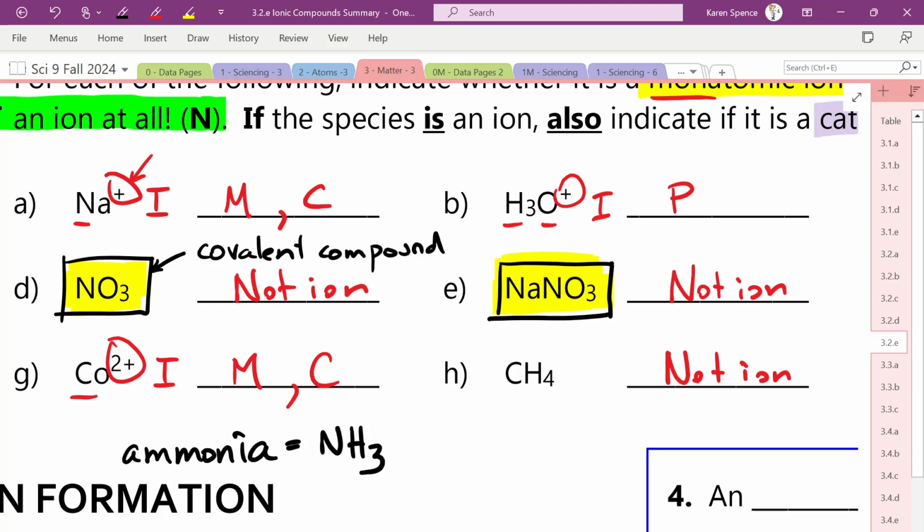How do you know if something is an ionic compound? Does it have a charge? Does NaCl have a charge? It's a metal and a non-metal. So what do we have here? We have a metal. And so that is ionic.